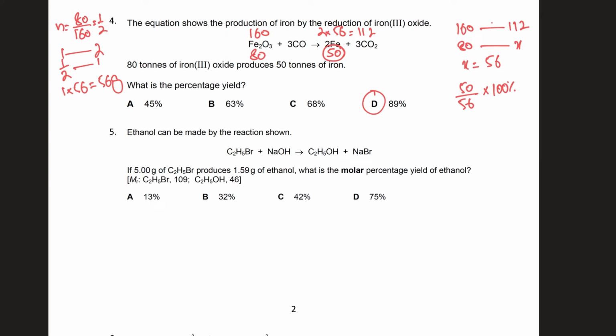Ethanol can be made by the reaction shown. Okay, if 5 grams of C2H5Br, bromoethane, produces 1.59 grams of ethanol. So again, this one is going to be my practical yield, and I'm going to use that later on. So mole ratio is 1:1, which makes things much easier. Let's calculate the MR, which we already have. Now using that, I can see that 1 mole produces 1 mole of that. So 109 grams should produce 46 grams.